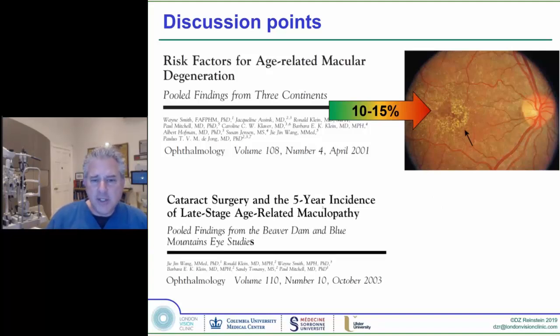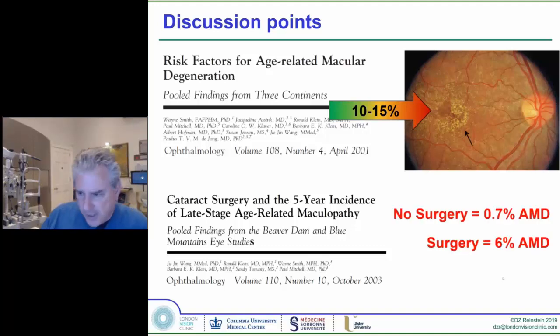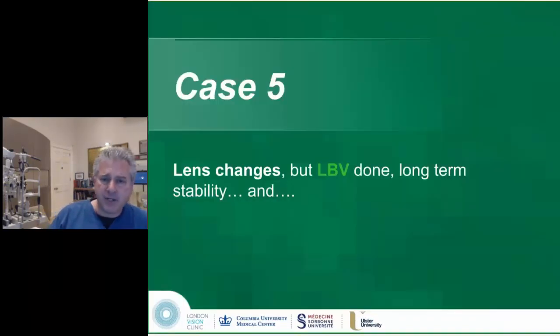We know that the incidence of cataract is higher in those that have had phaco. We know that age-related maculopathy is accelerated by cataract surgery, as implied by the Beaver Dam study, where they showed that those that had phaco progressed to AMD, 6% of them in 5 years, whereas those eyes that did not have phaco, only 0.7% progressed to AMD. So you can accelerate AMD by doing cataract surgery.